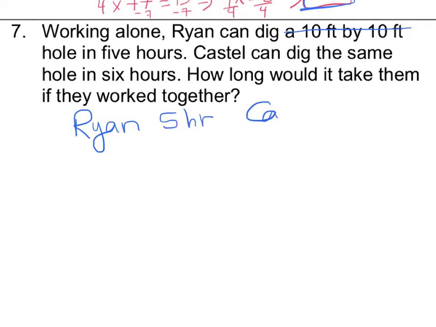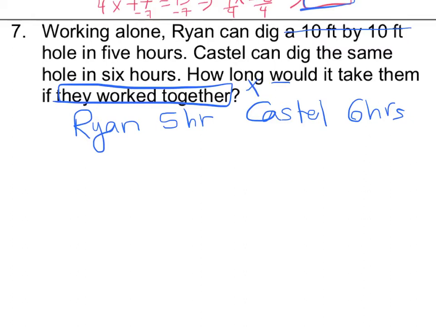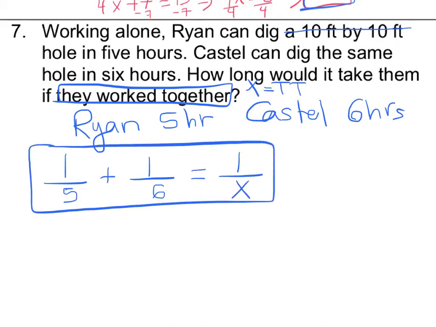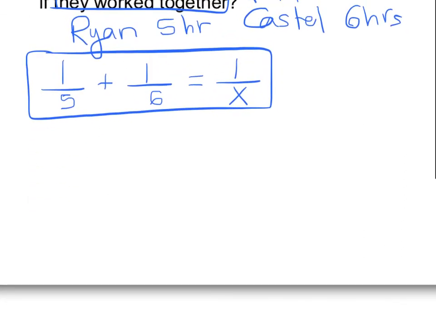How long it takes Castell to do the job, it's 6 hours, and together, I do not know, this is what I want, so x is going to be the TT, which is the time together. So the rule is either 1 over the time it takes Ryan plus 1 over the time it takes Castell, the second person, equals 1 over the time it takes them together, so x. This would be one equation. Another, and that's my favorite, you do the TT, so x over the first person plus TT.